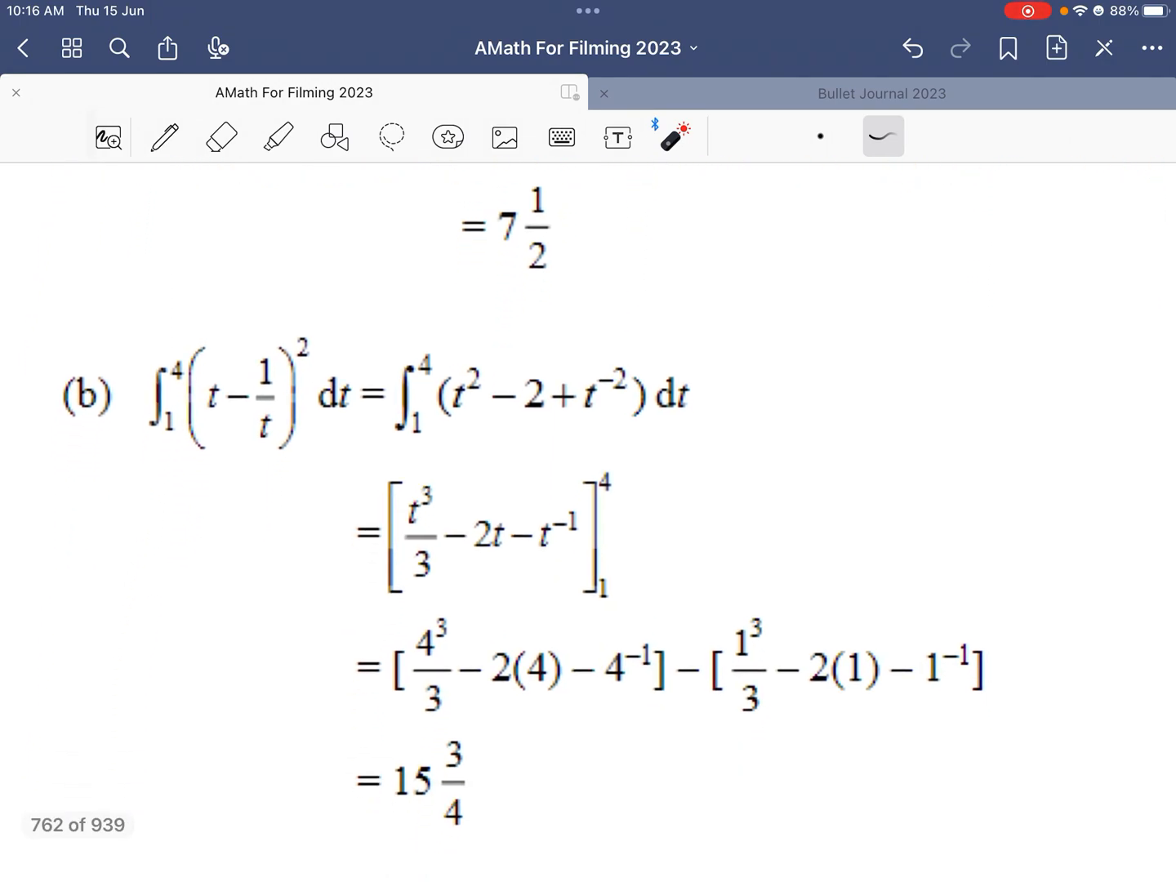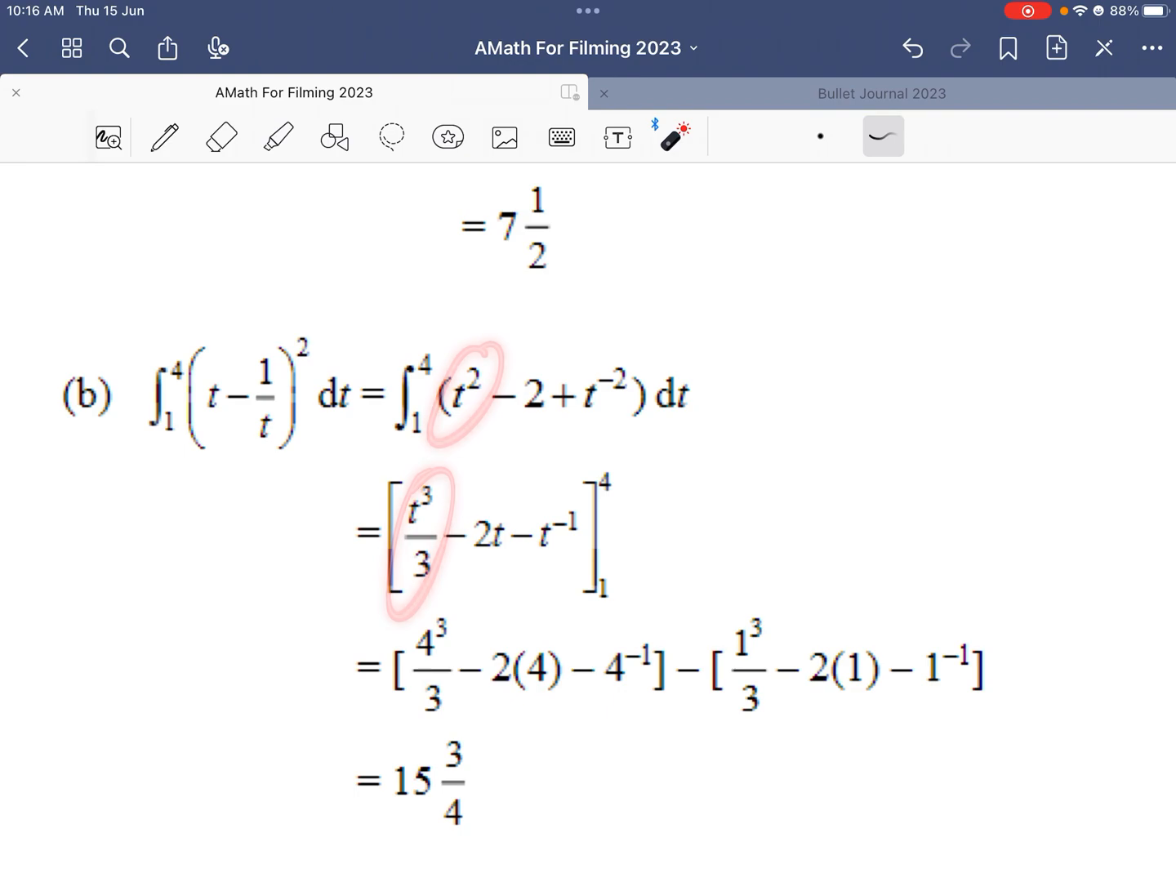For B is similar. You integrate t, you get t squared over 2 actually, minus 1 over t. What they actually have done here is, instead of integrating directly, they expand first. So first you expand the brackets, you get t squared minus 2 plus t to the power -2. A squared minus 2ab plus b squared. Then they started to do the integration.